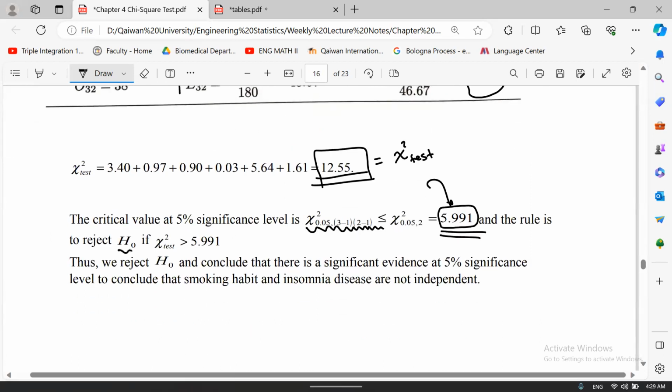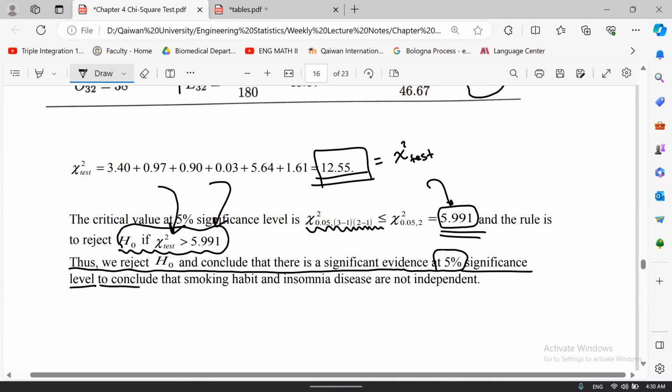As we have here, the chi-square test, which is 12.55, is greater than the value we get from the table. We reject H naught, and we conclude there is significant evidence at the 5% significance level to conclude that smoking habit and insomnia disease are not dependent. Okay, that's all.